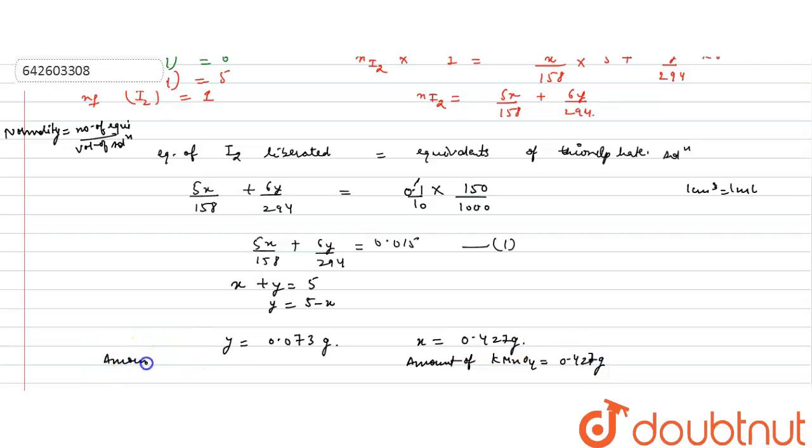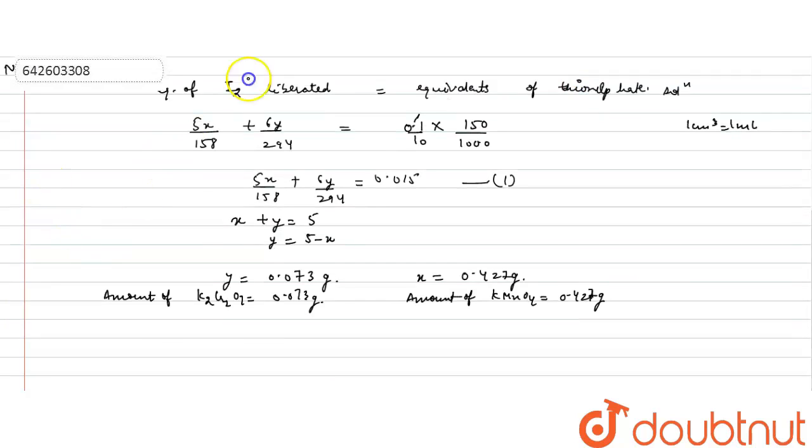And the amount of K2Cr2O7 is 0.073 grams. So we have to calculate the percentage of K2Cr2O7. So the percentage of K2Cr2O7 will be 0.073 grams upon the total 0.5 gram into 100. So this will give us 14.6%. Similarly, we can calculate the percent of KMnO4, which is 0.427 upon its total weight into 100. That will give us 85.4%. So percent KMnO4 will be 85.4%. So I hope you understood the solution.